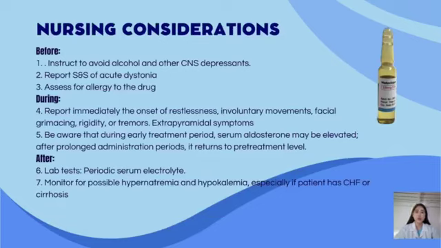Now, for the nursing considerations of this drug, it includes instruct to avoid alcohol and other CNS depressants, report signs and symptoms of acute dystonia, assess for allergy to the drug, and during this, report immediately the onset of restlessness, involuntary movements, facial grimacing, rigidity or tremors. We should also assess for lab tests, periodic serum electrolytes, and monitor for possible hypernatremia and hypokalemia.